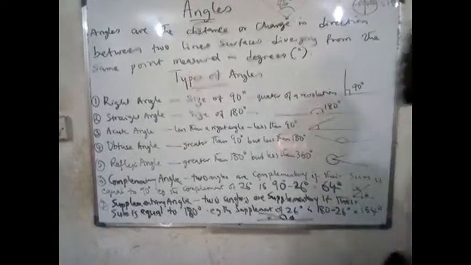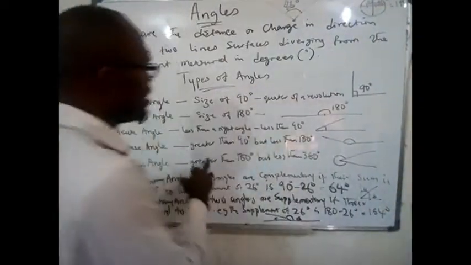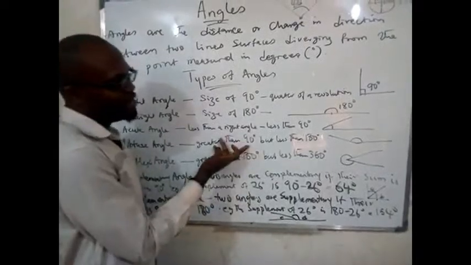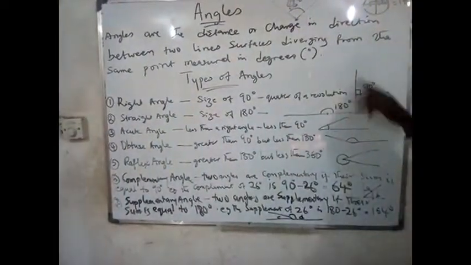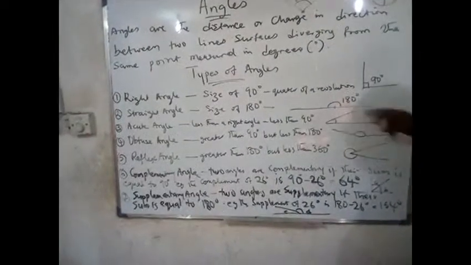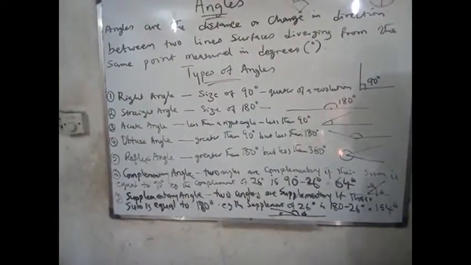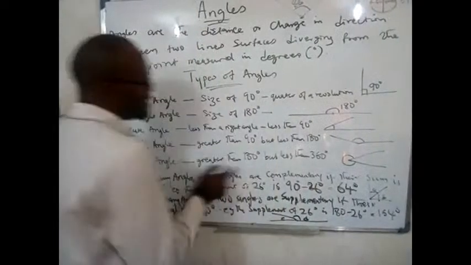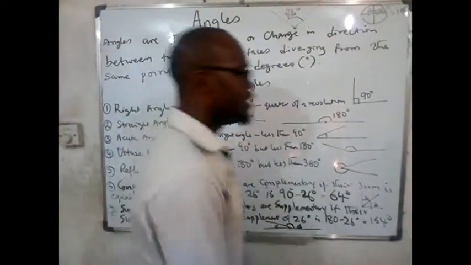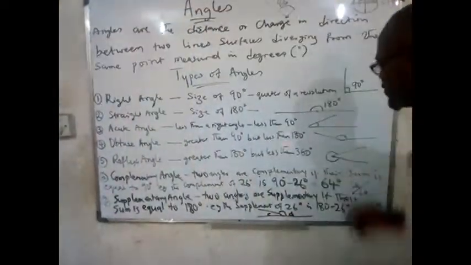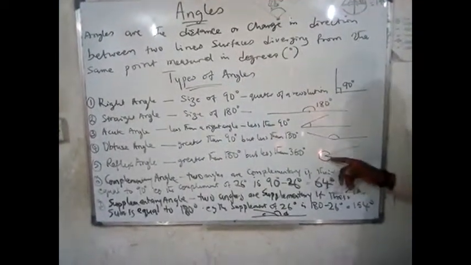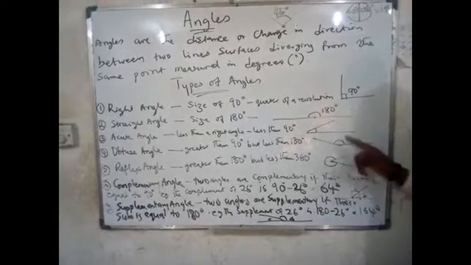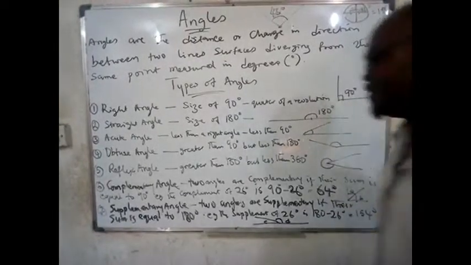It's less than 90. Obtuse angle is any angle that is greater than what? 90, but actually less than what? 180. It's greater than a right angle, but it's less than a what? Straight angle. Reflex angle is the angle that is greater than 180, but less than what? 360. Can you see this angle? It's bigger than 180, isn't it? But it's less than 360, which is a full revolution.